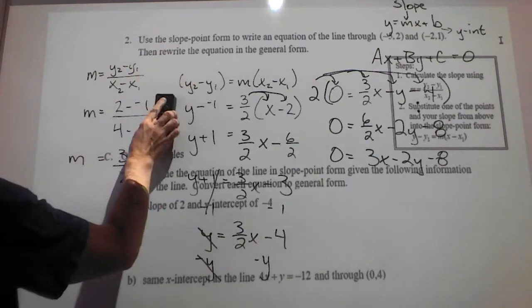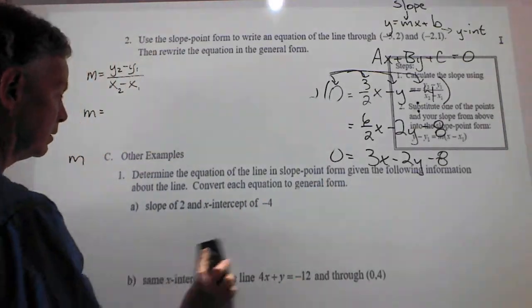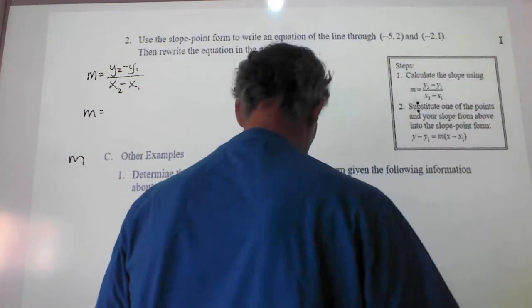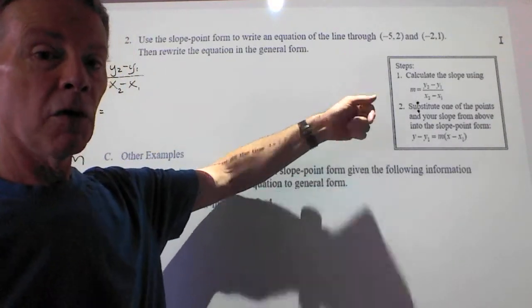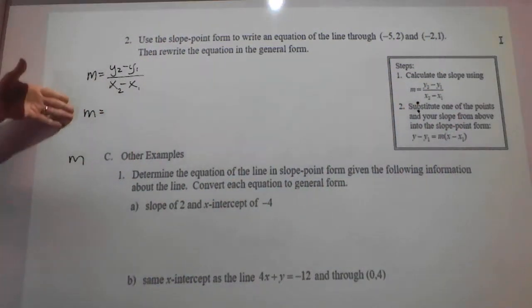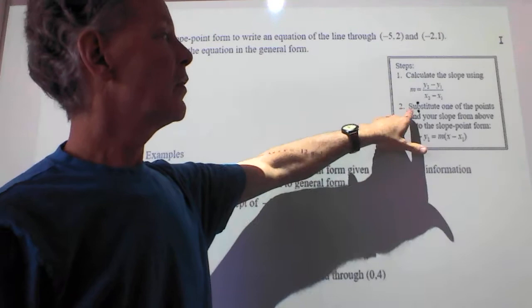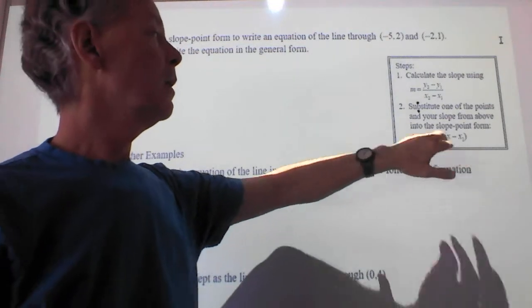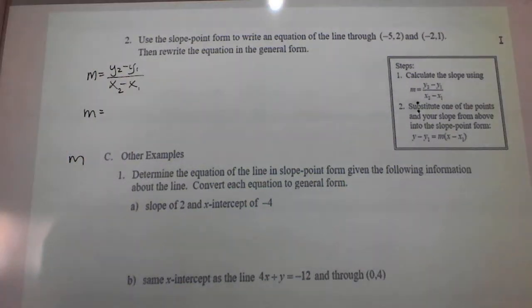Okay, we're not going to do this one because it's exactly the same as the others we've done. But again, just a nice review of what we've been doing. Remember, if you're given 2 points, the first thing you have to do is calculate the slope, which remember is what we did as our first thing here. And then once you know that, substitute either one of the points, so either this one or this one, doesn't matter, and your slope that you just figured out into your slope point form. Okay?